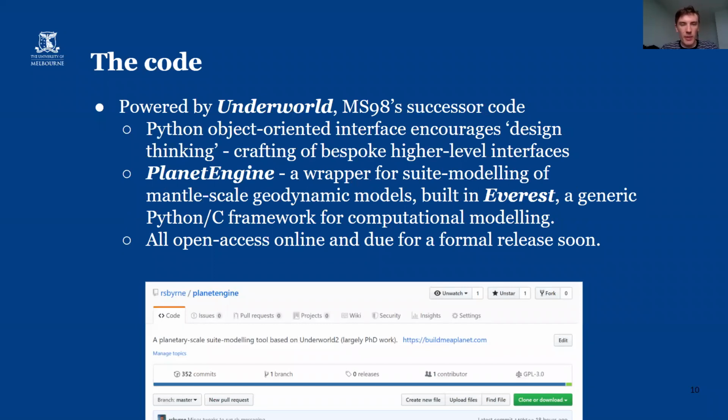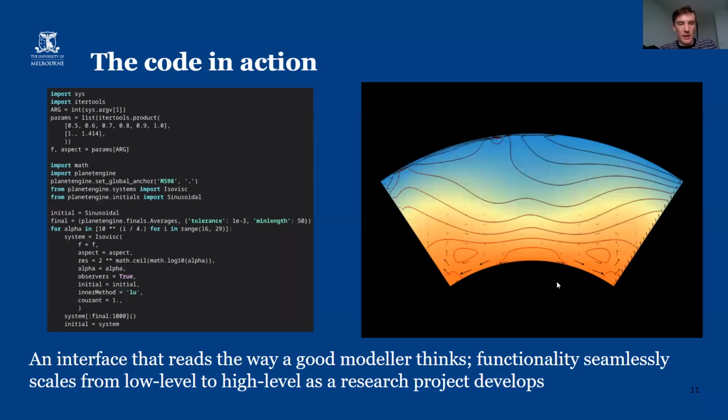So here's the code. It's powered by Underworld with a few flourishes of my own that I'm very happy to talk about. It's all open access online, and my code is due for a formal release soon. So it looks something like that. Actually, the syntax is a bit more elegant than this these days.